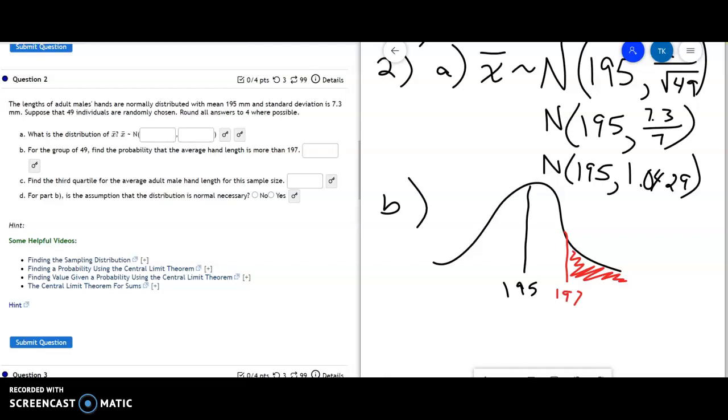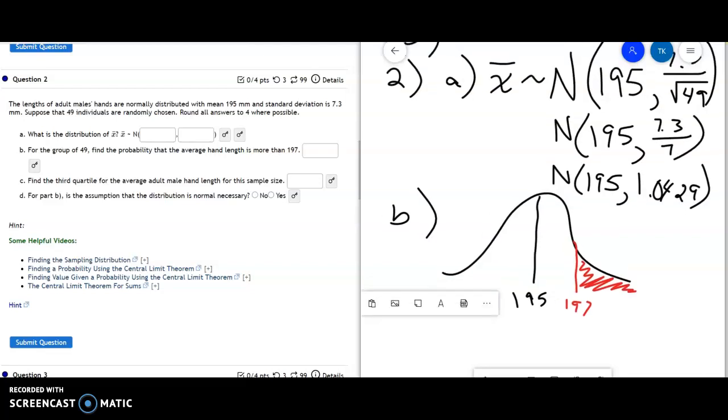If you ever want to find area under the curve, the most direct way of doing this is using our normal CDF on the calculator. And normal CDF, you tell it 4 numbers: the lower number of your shading, the upper number of the shading, and then mu and sigma. So 197 is the lower end of my shading. The upper end of my shading really continues forever.